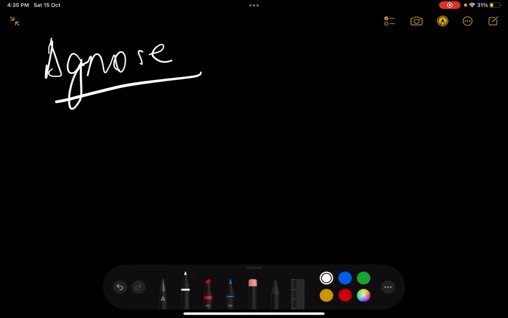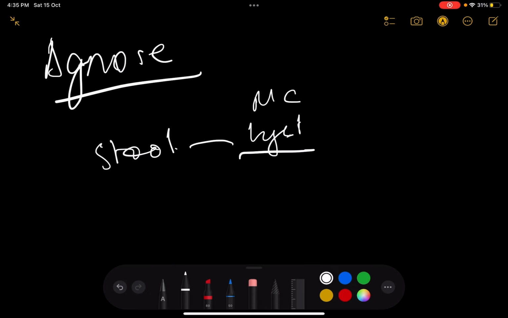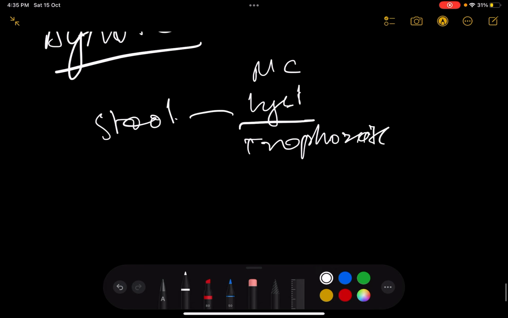Simple. You just take a specimen of the stool, and then you do microscopy, or you could do a culture. Obviously, you would do microscopy. In microscopy, you could either see the cyst, or you can see a trophozoite. But let's say if you are not sure about it, you want to culture it.